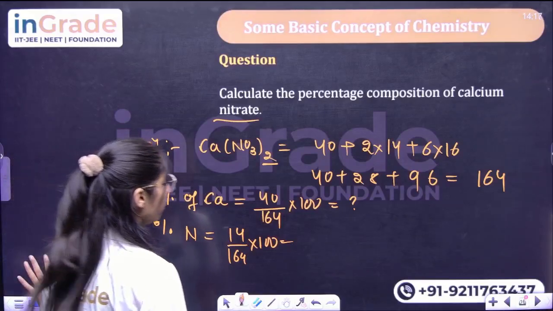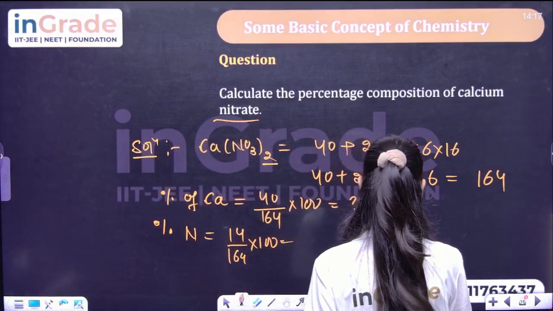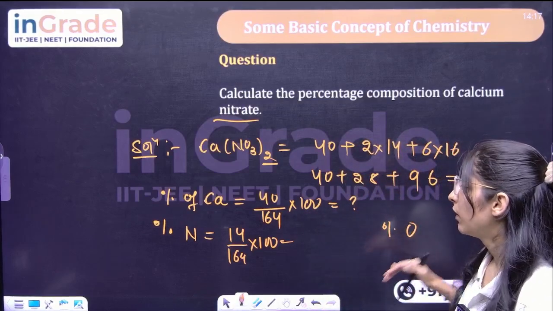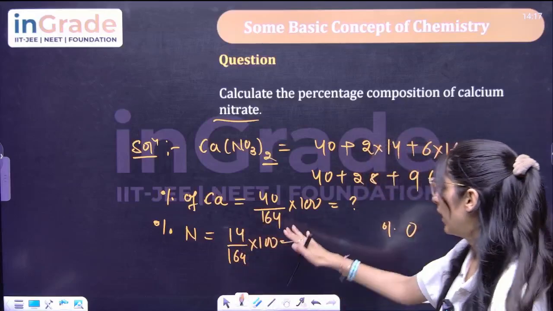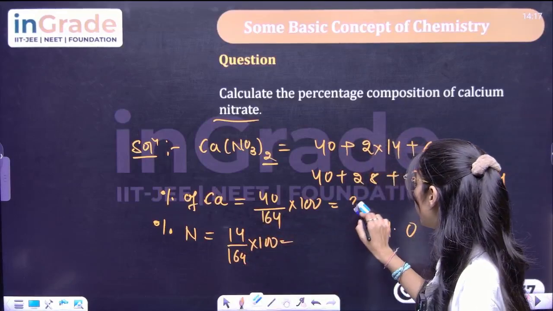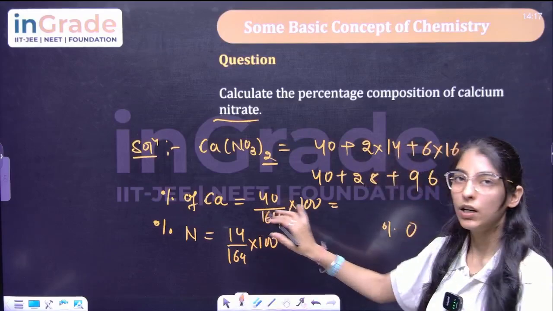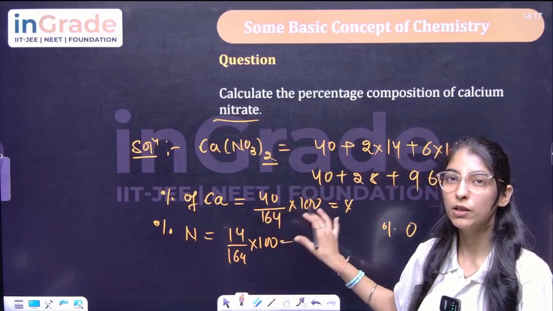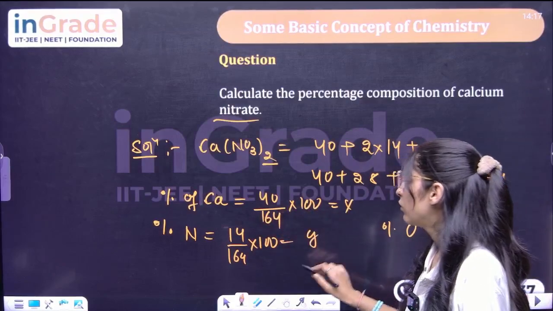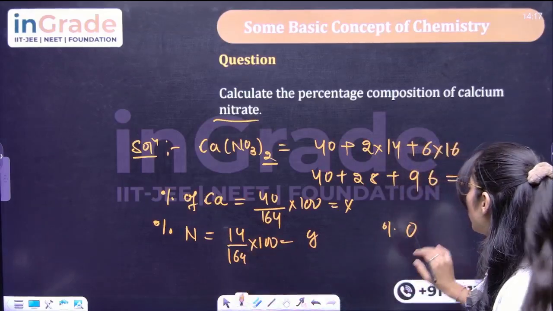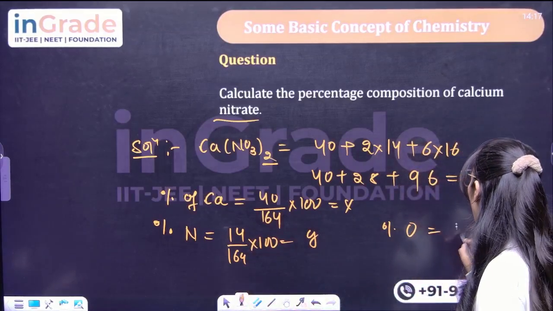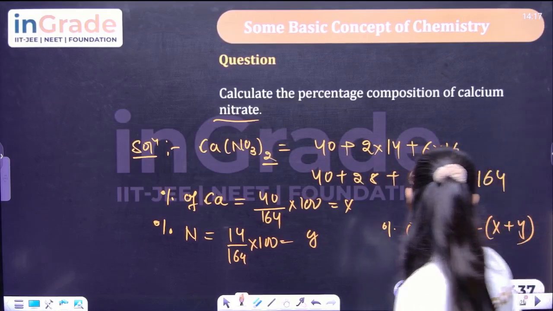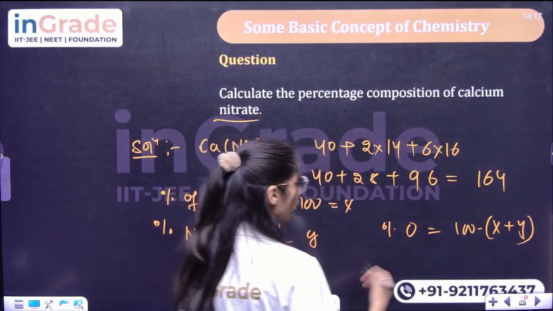Now, if you want to calculate the percentage of oxygen, how are we going to do it? Just try to solve this on your own. I am writing it in the form of X and Y. Let's say X percentage of calcium is present and Y percentage of nitrogen is present. So simply you are going to use 100 minus (X plus Y). You are simply going to use this trick to solve it.